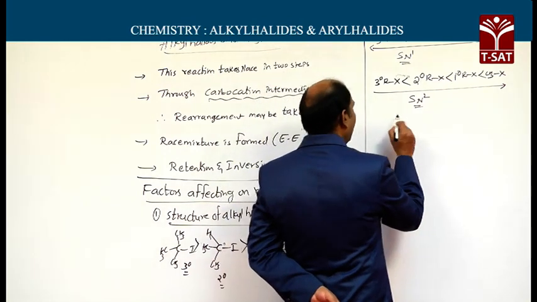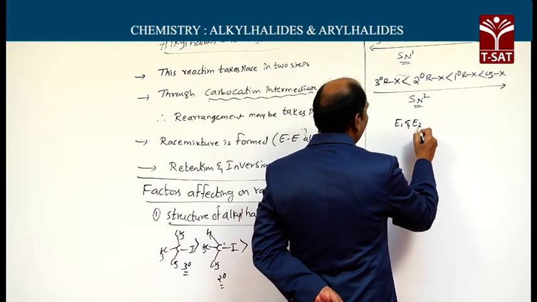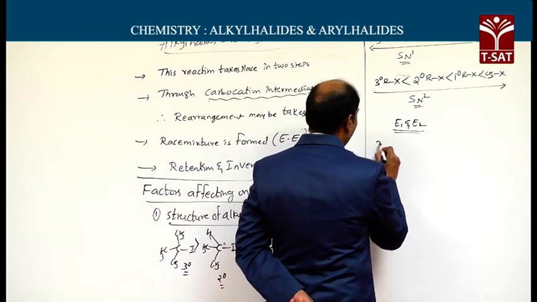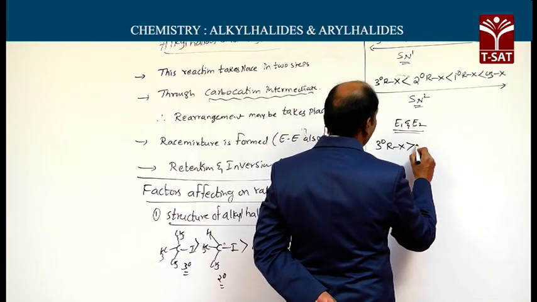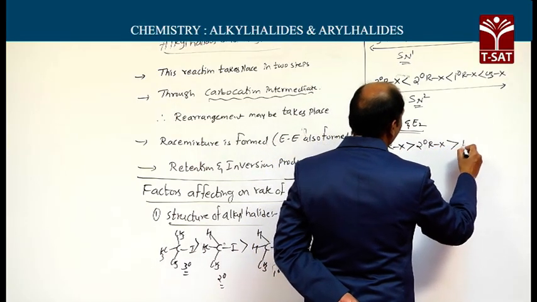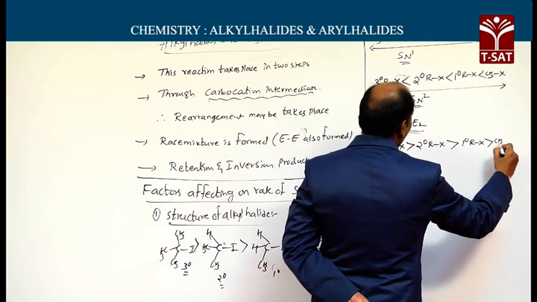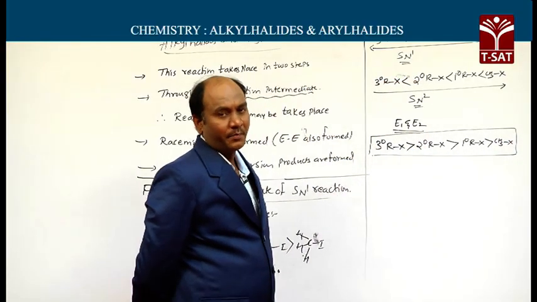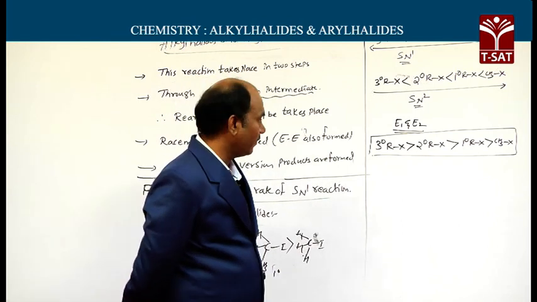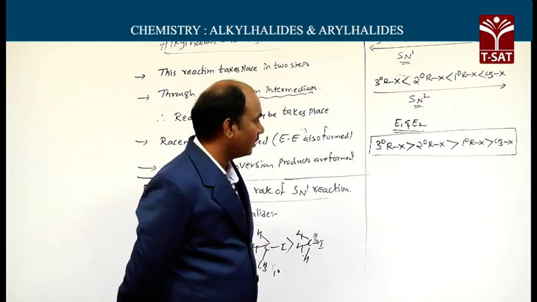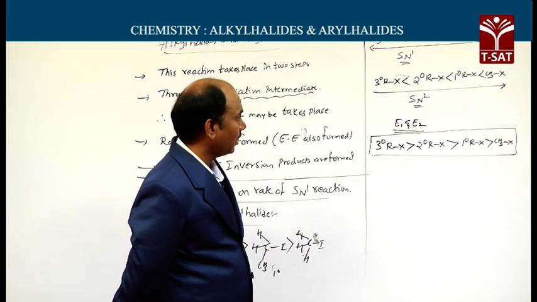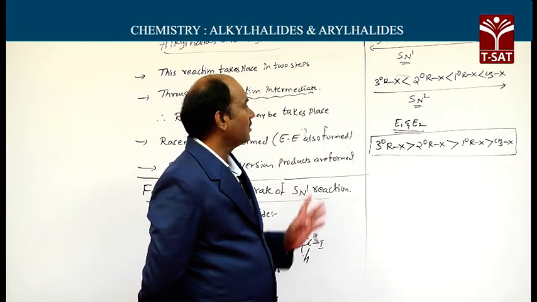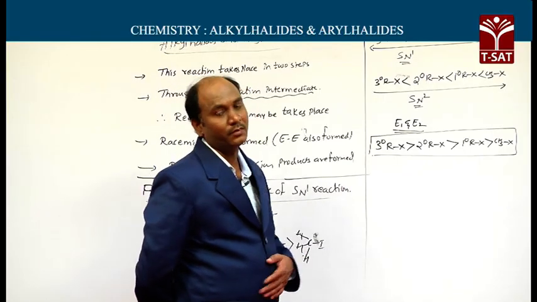ఇక్కడ ఎలిమినేషన్ కూడా చూద్దాము. E1 E2 ఎలిమినేషన్‌కి ఆల్కైల్ హాలైడ్స్ యొక్క ఎఫెక్ట్ ఎలా ఉంటుంది. ఎలిమినేషన్‌లో టెర్షరీ ఆల్కైల్ హాలైడ్ ఈజ్ మోర్ రియాక్టివ్ దాన్ సెకండరీ, సెకండరీ ఈజ్ మోర్ రియాక్టివ్ దాన్ ప్రైమరీ, ప్రైమరీ ఈజ్ మోర్ రియాక్టివ్ దాన్ మిథైల్ హాలైడ్. ఈ కంపారిజన్ అనేది చాలా ఇంపార్టెంట్. టెర్షరీ ఇచ్చాడు అంటే SN1 జరుగుతుంది, ప్రైమరీ ఇచ్చాడు అంటే SN2 జరుగుతుంది.